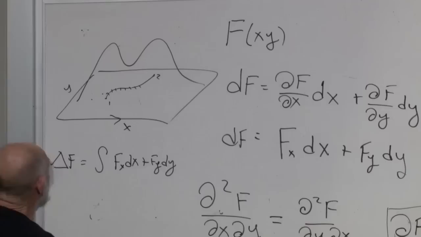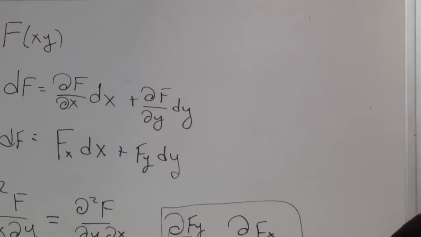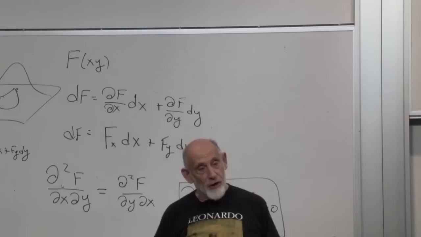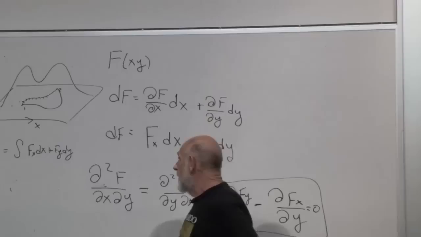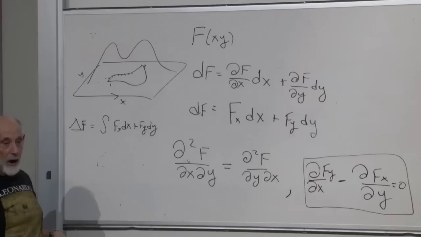Now, what would happen if you chose another curve and you went from 1 to 2? Would you get the same answer for the change of f? Yeah, because f is just the altitude. And if you go from 1 to 2 on one path or another path, the change in the altitude is the same. Okay, so that says that this line integral doesn't depend on what path you take. Is that true in general for any fx and fy, that a path integral like this doesn't depend on the path?